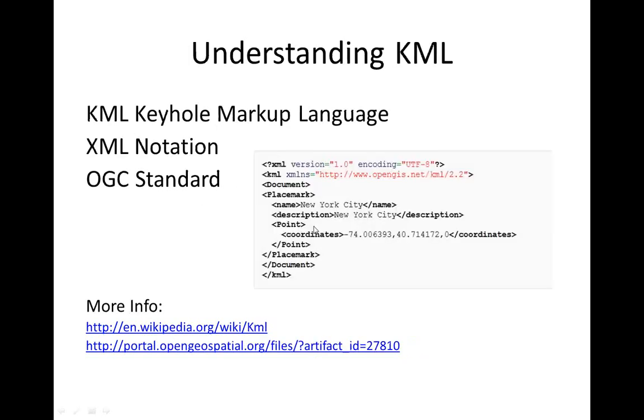So KML, or Keyhole Markup Language, is an XML notation. It's an OGC standard now. It hasn't always been. And it's a much simpler way. Basically, it's a document. It contains different placemarks with metadata like a name, a description, and then a geometric representation. So in this case, we've got a point object. It can store polygons, and it can contain styling information, so that if I wanted to render this point in blue, I could put some kind of CSS-like styling information to it, and it'll render that. More information in the links here.